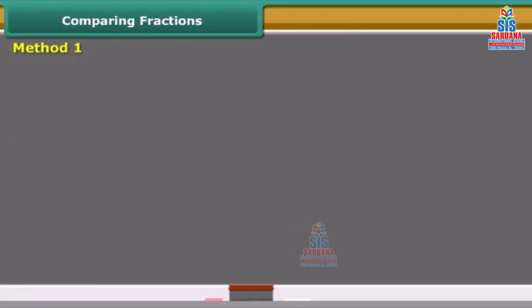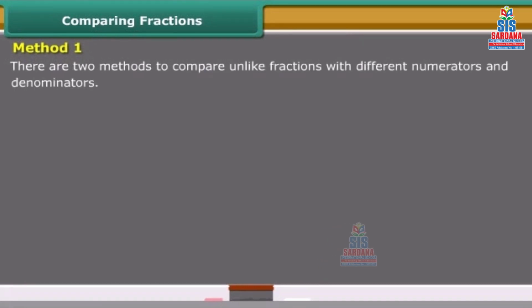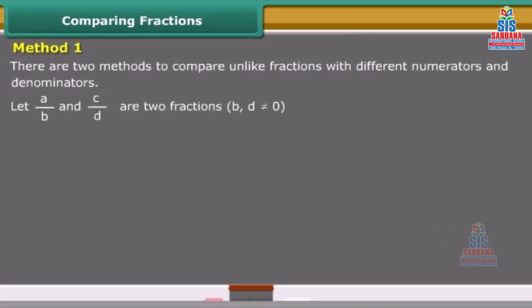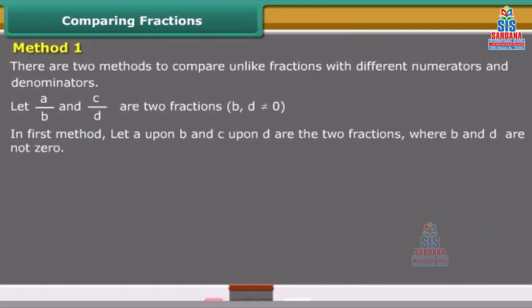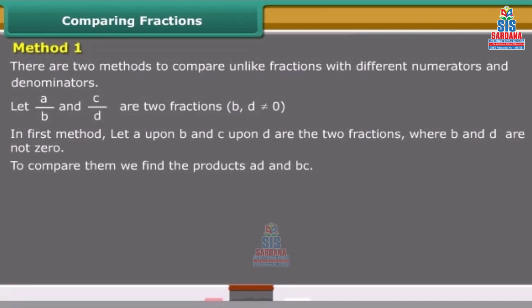Method 1. There are two methods to compare unlike fractions with different numerators and denominators. In the first method, let a/b and c/d be two fractions where b and d are not 0. To compare them, we find the products ad and bc.